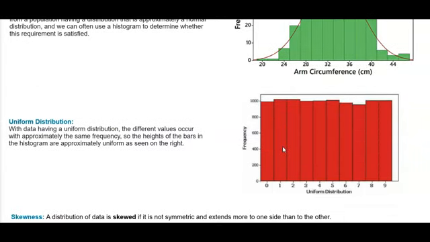Okay, now a uniform distribution. With data having a uniform distribution, the different values occur with approximately the same frequency. So the heights of the bars in the histogram are approximately uniform, as seen on the right. This isn't data that we would like to use when we're testing a hypothesis, but we do need to understand that if we got a histogram like this, it would cause concern about proceeding with the hypothesis testing. Again, this is considered a uniform distribution.